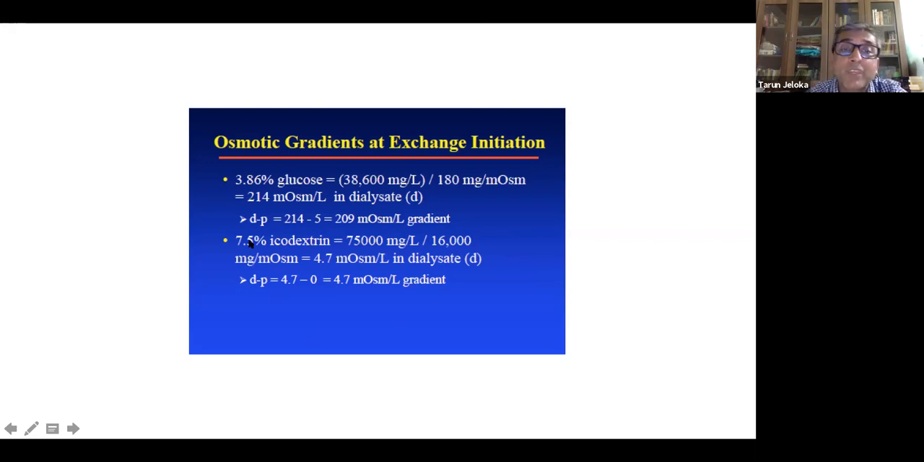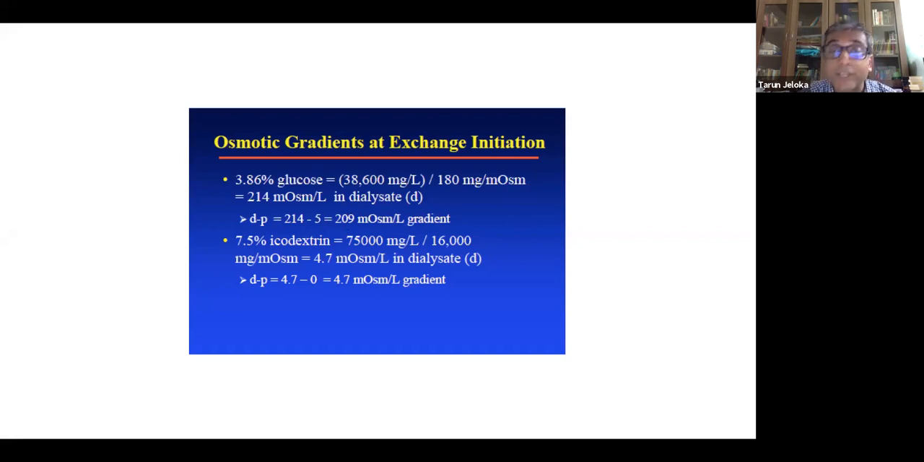What about the icodextrin? The percentage of icodextrin used is 7.5%, which means 75,000 milligram per liter. We have seen the molecular weight in the last slide, the mean is about 16,000. When you divide, it gives an osmotic strength of 4.7. Now compare this osmotic strength of 214 for glucose and only 4.7 for icodextrin. If you calculate the gradient, since plasma doesn't contain icodextrin, 4.7 minus 0 is 4.7. So the osmotic gradient of glucose is 209, and as compared to that it is hardly 4.7 for icodextrin.